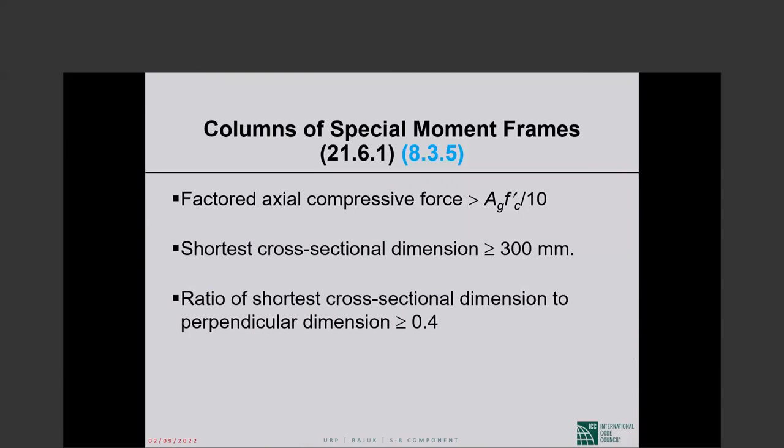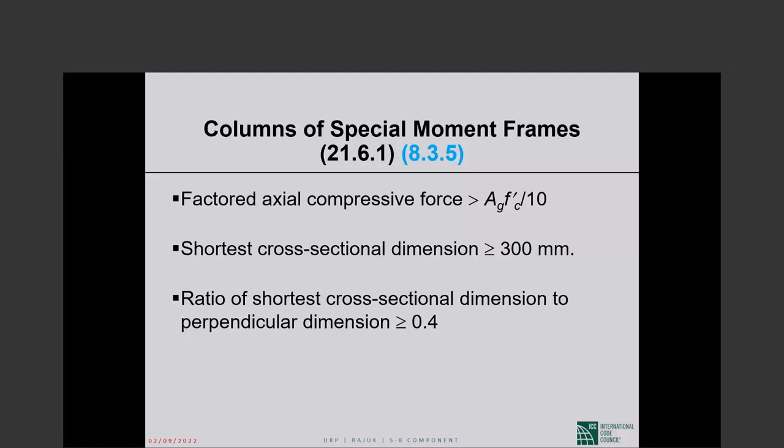In many parts of the world, they cannot even conceive a column that big. They like 6-inch, 8-inch columns, but this is a very necessary requirement. I think ACI has it exactly right. And anyway, so if it is a special moment frame column, minimum dimension is 12 inches.